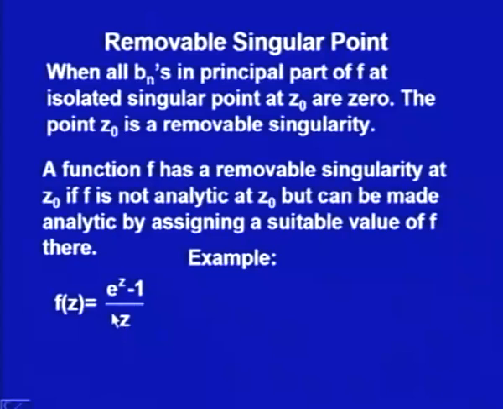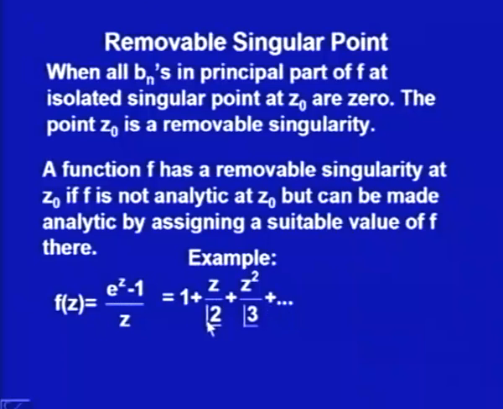Let us write the Maclaurin's expansion for e to the power z, that is 1 plus z plus z square upon factorial 2 and so on. So the 1 and minus 1 cancel out, and dividing by z we get 1 plus z upon factorial 2 plus z square upon factorial 3 and so on. Since at z equal to 0 this function is not analytic, z equal to 0 is an isolated singularity. The Laurent series can be written, and in this Maclaurin series I find it has no principal part, that is, none of the bn's are present.